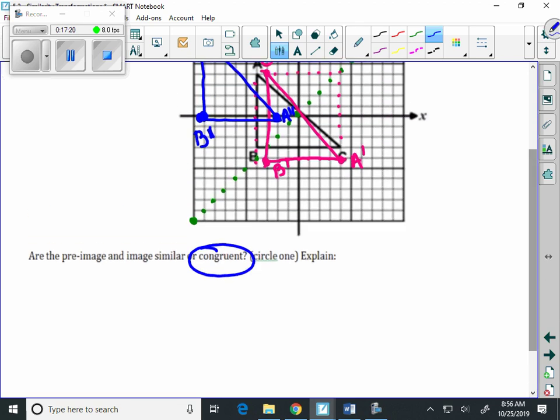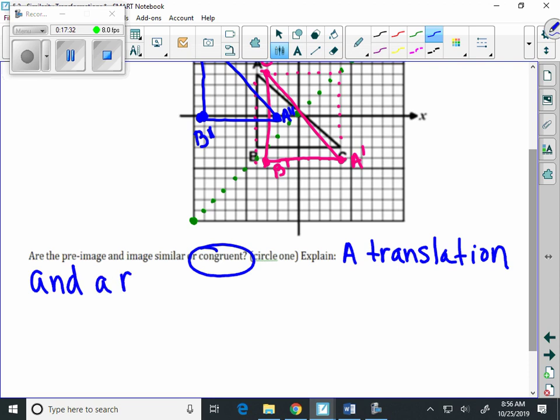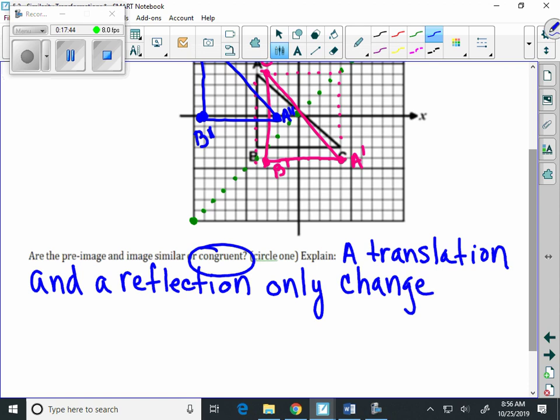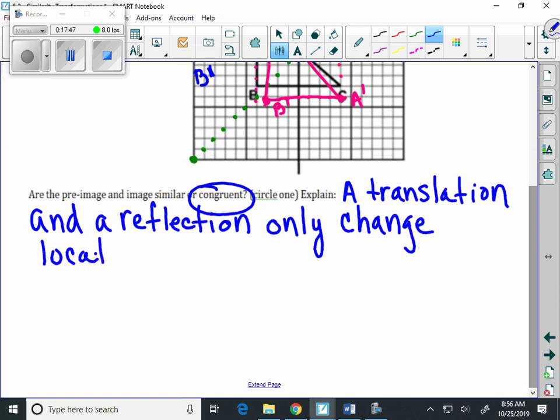What happens is that the translation and a reflection only change location, not size. Translation and a reflection only change location, not size. Again, maybe a good memory technique. Similar starts with S, size starts with S. If we change the size, then the figures are similar.